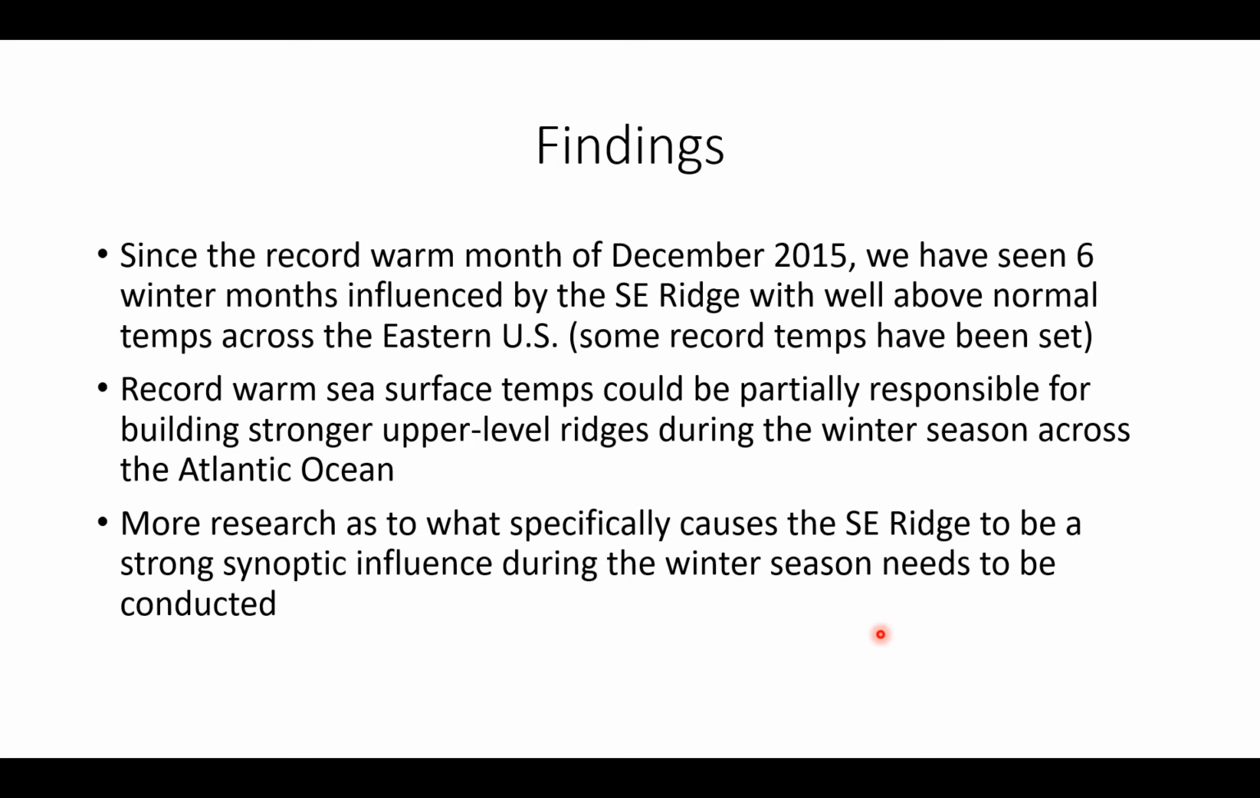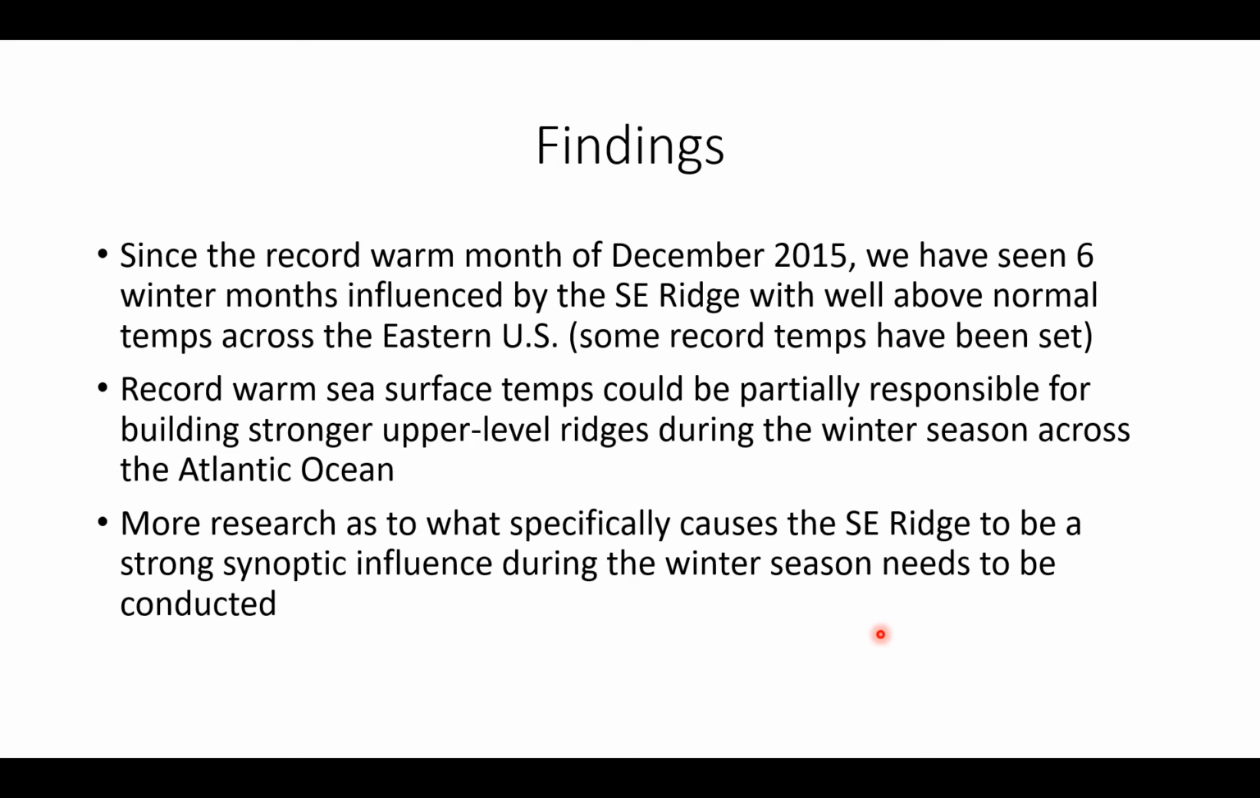Record warm sea surface temperatures also could be partially responsible for building stronger upper level ridges during the winter season across that portion of the Atlantic Ocean, the western North Atlantic. We're seeing a lot of record warmth in the global ocean right now as far as water temperatures go.